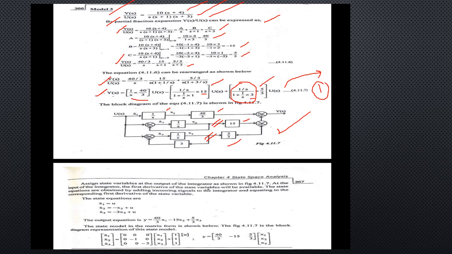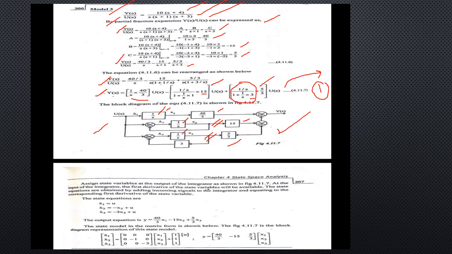After constructing the block diagram, let us assign the state variables. Generally the state variables are assigned at the output of each integrator. Here 1/s represents one integrator, 1/s represents another integrator, and 1/s represents another integrator.